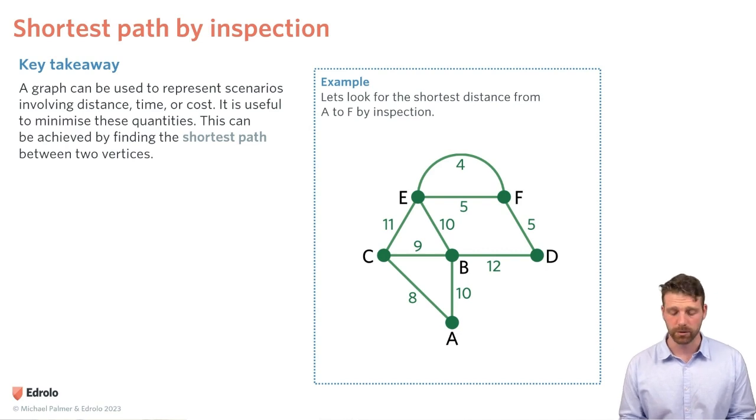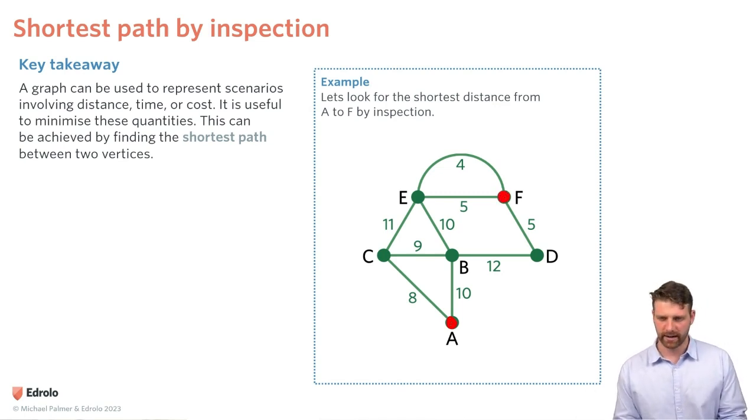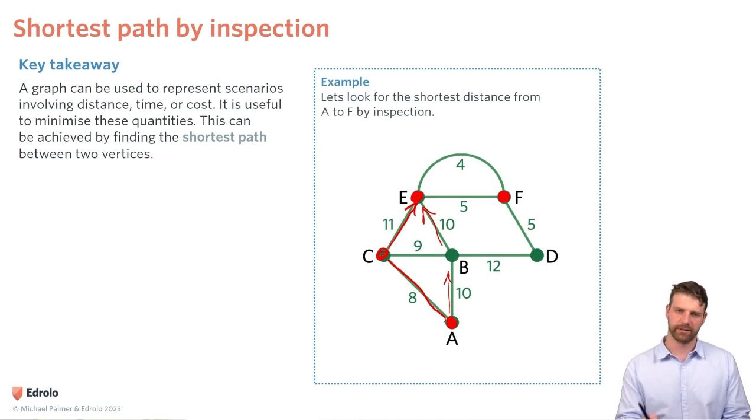Here's an example. It says, let's look for the shortest distance from A to F by inspection. So I'm supposed to just look at this and try and find the best way to get from A to F. I'm going to color in A and F to see where I'm going. I can't see it immediately, but my intuition's telling me that I could go up this way, and that would take 20, or I could go around the side here. 8 plus 11 is going to give me 19. So I get to E shorter going around that side.